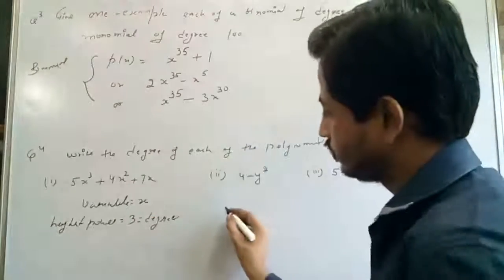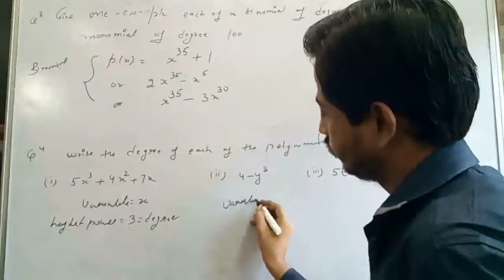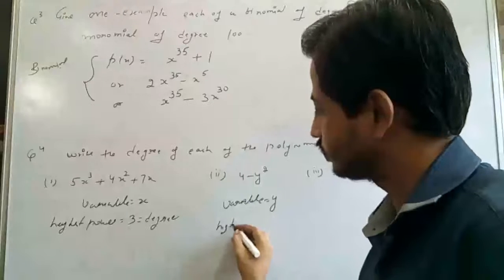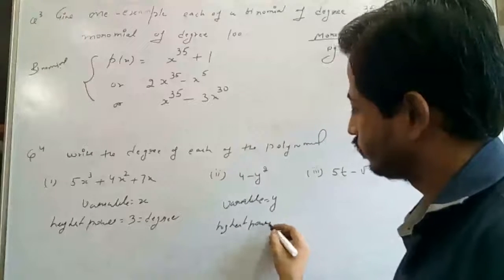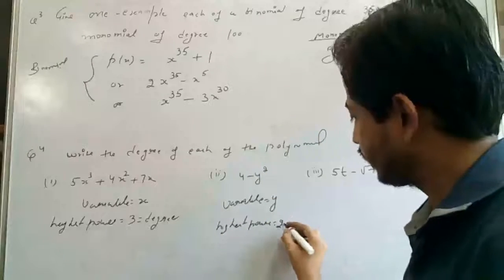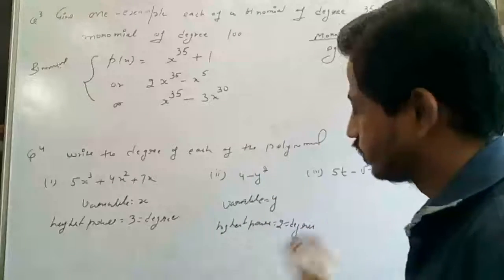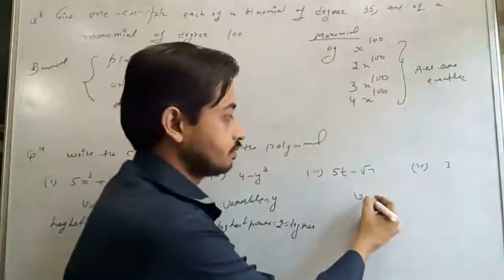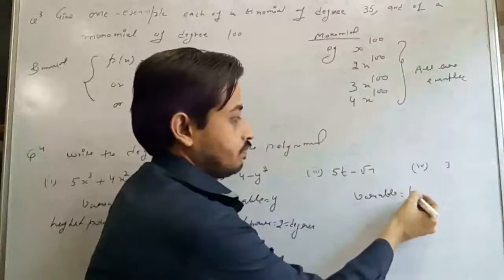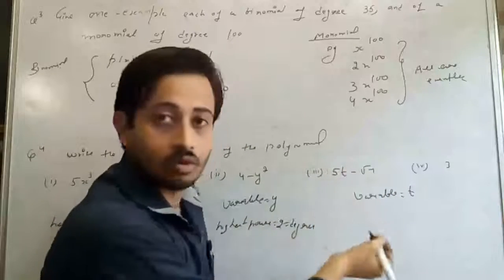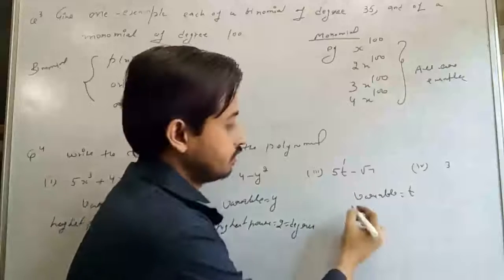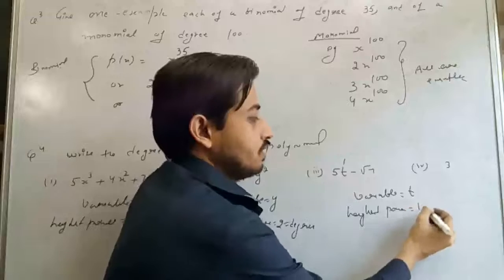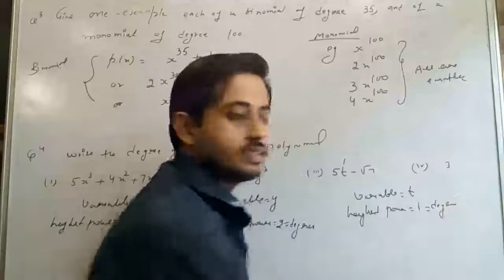In this case, the variable is y and the highest power is 2. So the degree is 2. Now look at this example. This variable is t, and the power is not specified, it means the power is 1. So the highest power is 1, it means the degree is 1.